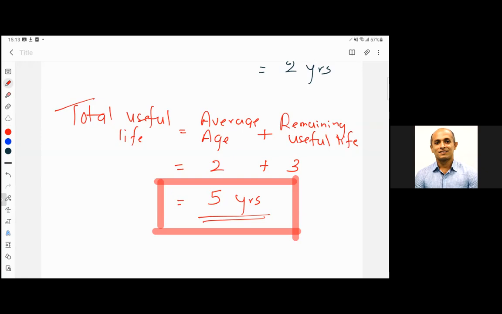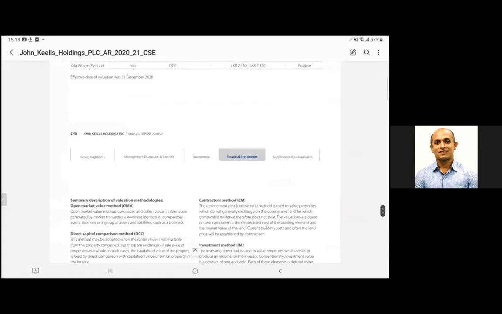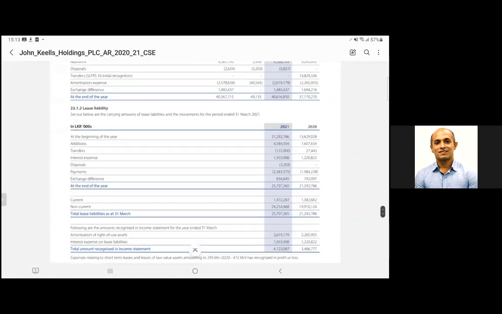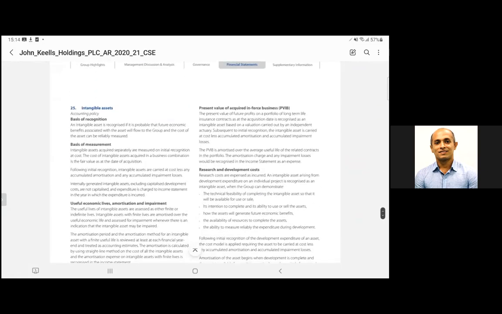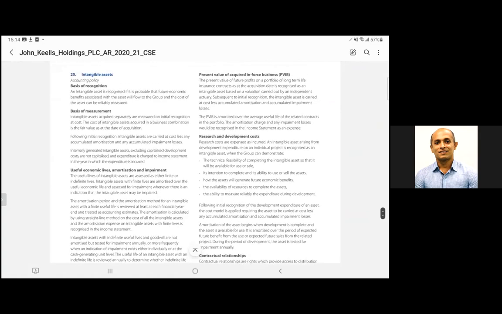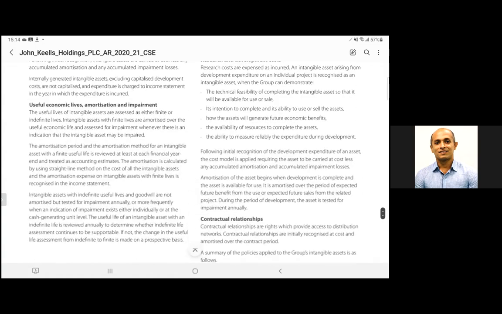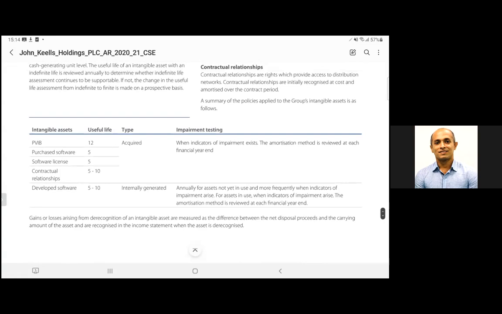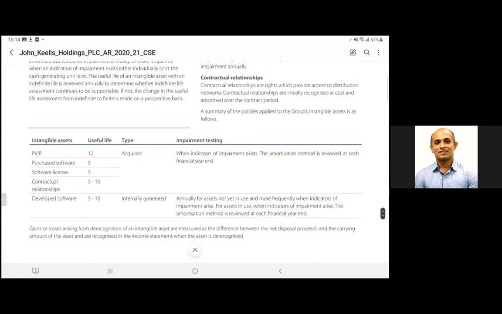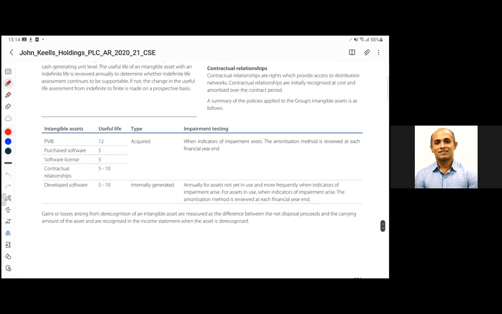You see, let's say John Keells Holdings annual report. You see the accounting policy for intangible assets. So you have to follow LKAS 38. Now this is how intangible assets are amortized. Intangible assets are amortized over the useful life.